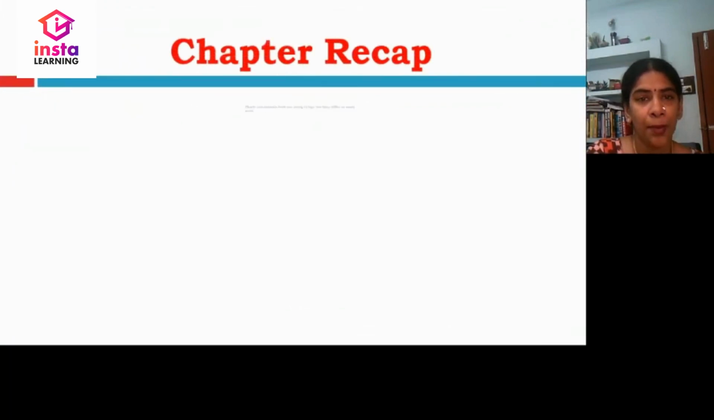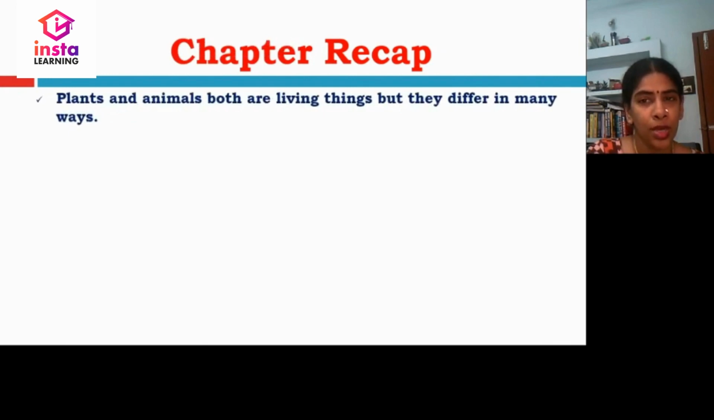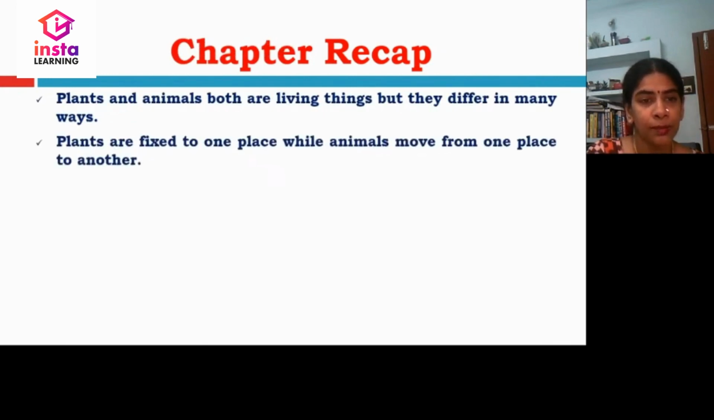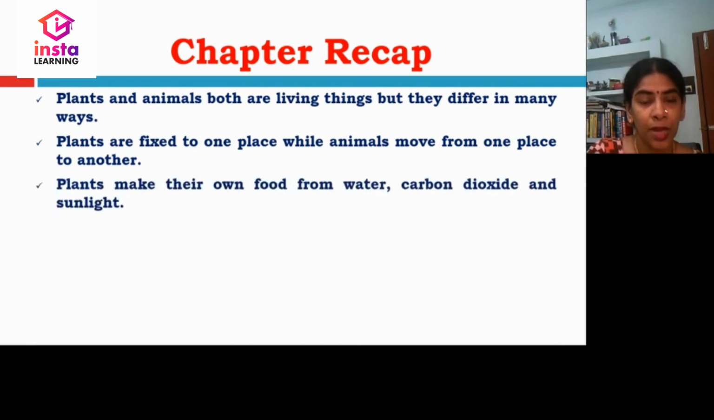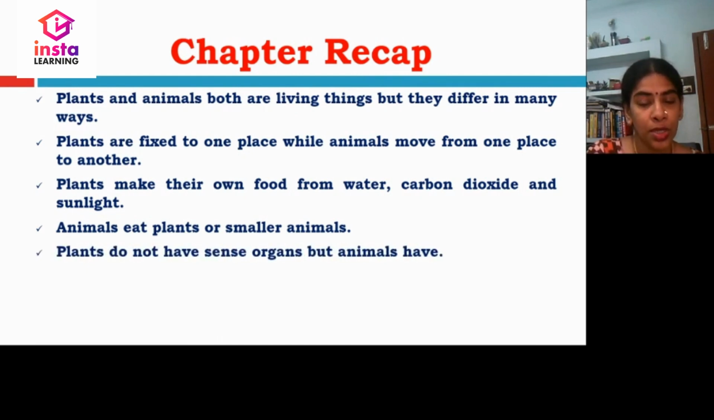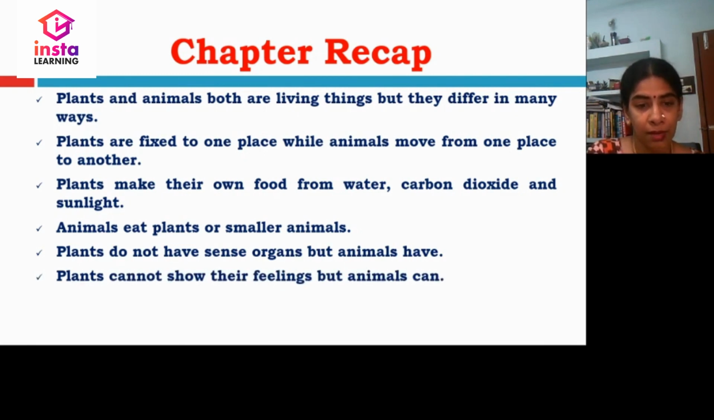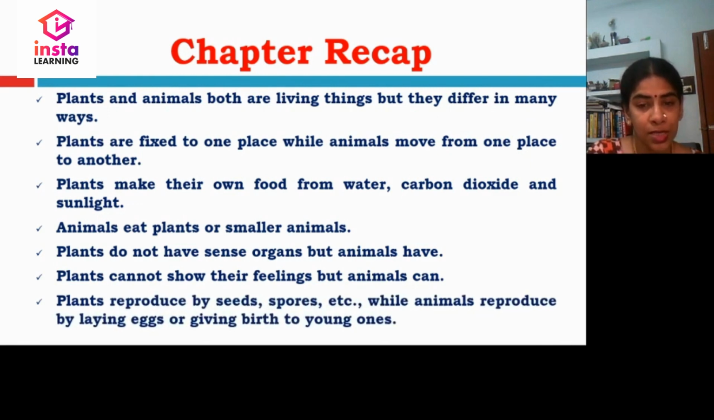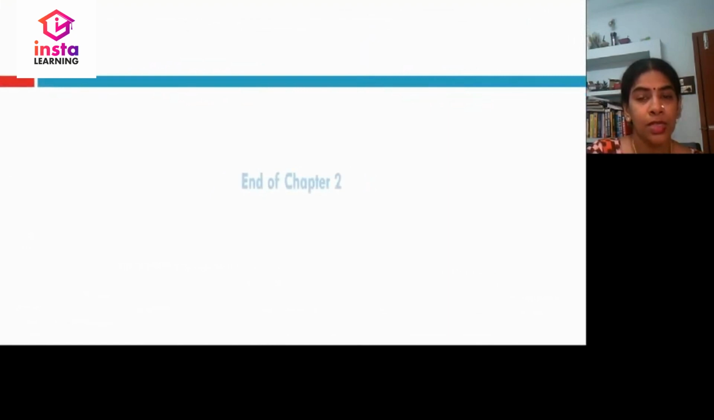Let us have a chapter recap. Plants and animals both are living organisms, but they differ in many ways. Plants are fixed to one place while animals move from one place to another freely. Plants prepare their own food from water, carbon dioxide, and sunlight. Animals eat plants or smaller animals. Plants do not have sense organs while animals do. Plants cannot show their feelings, but animals can. Plants reproduce by seeds, spores, etc., while animals reproduce by laying eggs or giving birth to young ones. This ends the chapter.